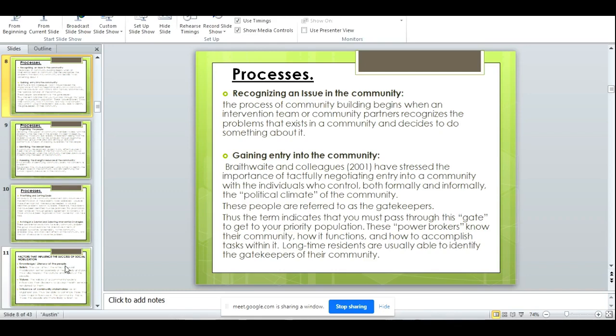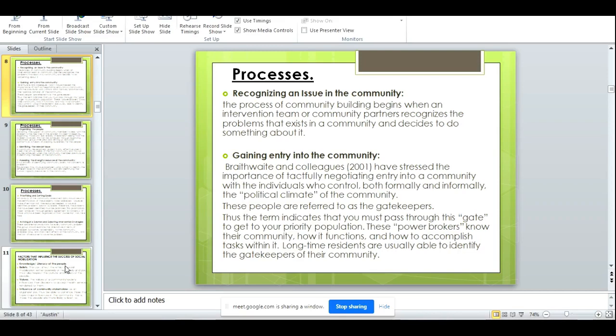Brainwhite and colleagues, 2001, have stressed the importance of tactfully negotiating entry into a community with the individuals who control both formal and informal, that is the political climate of the community. So if you want to go into a community, you have to recognize that this community has stakeholders, they have leaders, so you have to be able to tactfully negotiate your entry through those people.